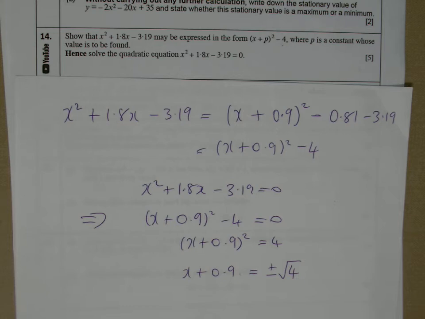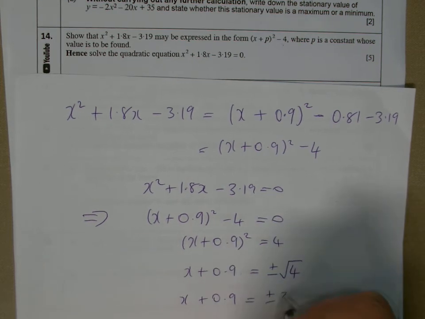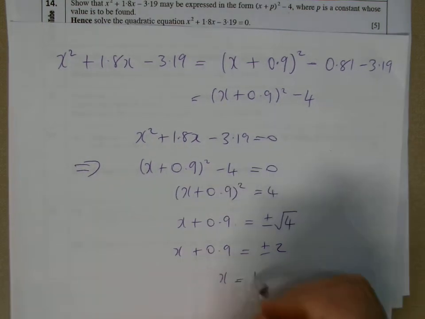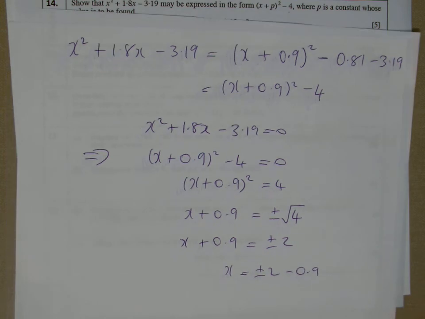Yeah? Okay, when you square root it. And don't forget plus or minus, yeah, when you square root. And that becomes really easy then because plus or minus 2, of course, yeah? Square root of 4. And then if we take the 0.9 over, it becomes that.